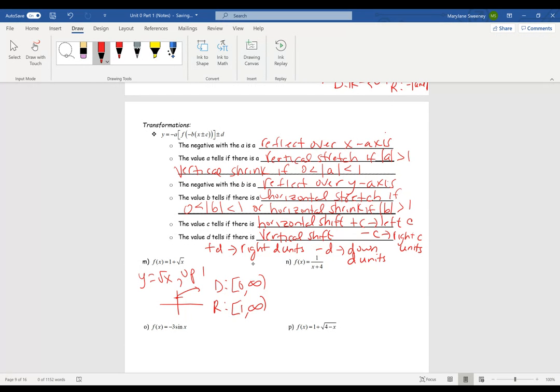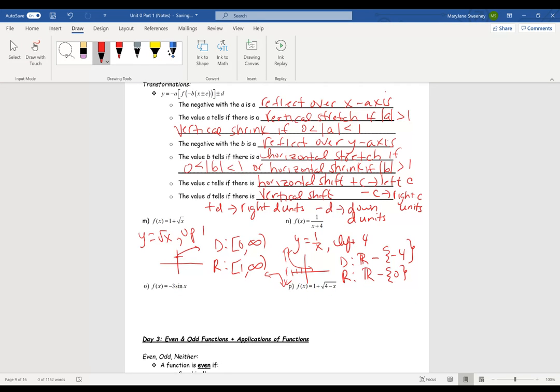This is your reciprocal function, but it's been shifted left 4. So basic function is 1 over x, and then a left 4. So the asymptote goes 1, 2, 3, 4. And then your graph is kind of like that. So your domain, all reals except for -4. Your range, all reals except 0. Because remember, the reciprocal function has a horizontal asymptote at 0.